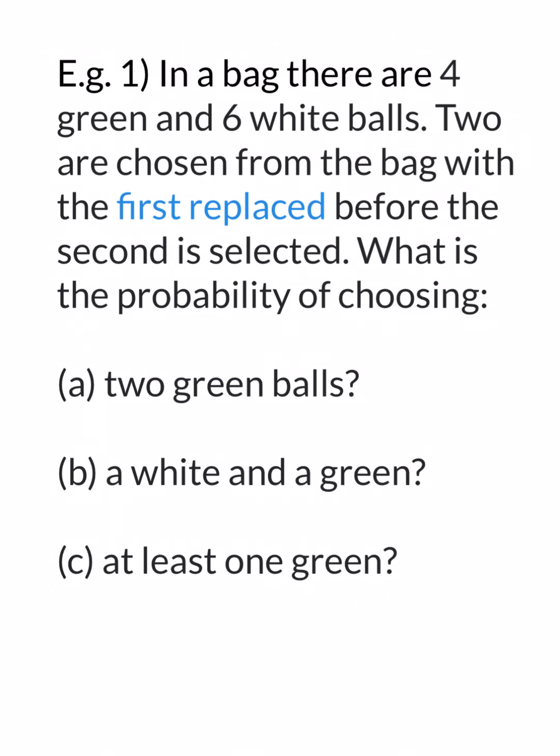So here's our example. In a bag there are 4 green and 6 white balls. We're going to choose 2 at random, with the first being replaced before the second is selected. So what's the probability of choosing 2 green, a white and a green, and at least 1 green?